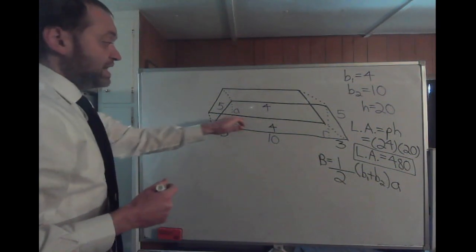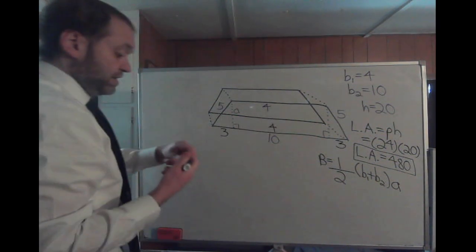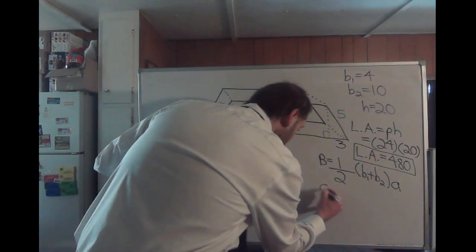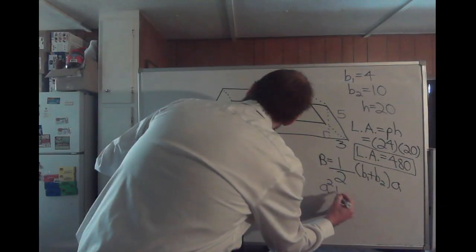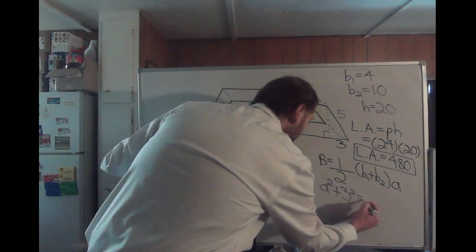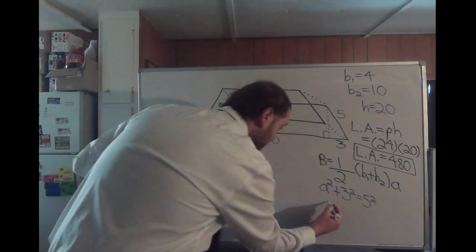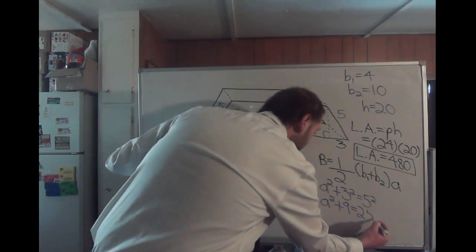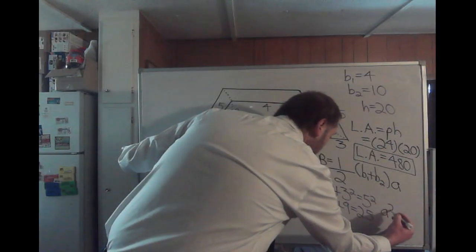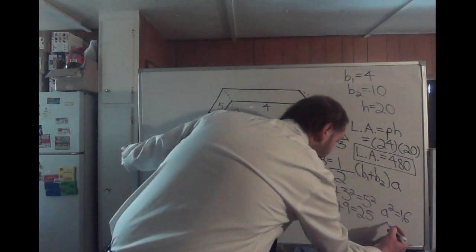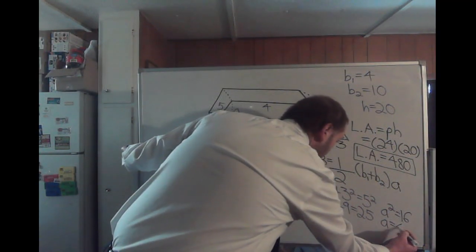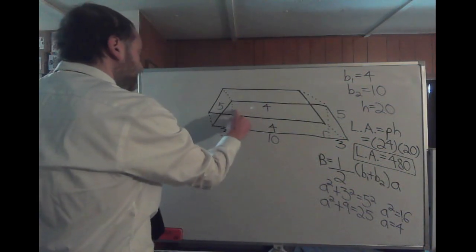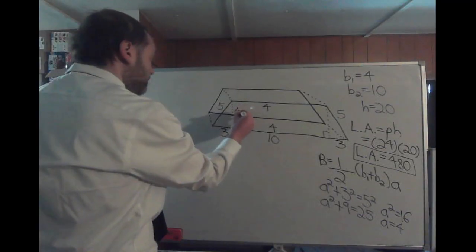So now to find the altitude of the trapezoid, you're just going to do the Pythagorean theorem. So you'll take the altitude squared plus 3 squared, set that equal to 5 squared, which would give you the altitude squared plus 9 equal to 25. So the altitude squared equals 16. That means the altitude of your trapezoid is 4. So the altitude of this trapezoid is 4.